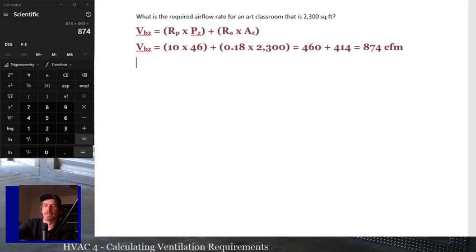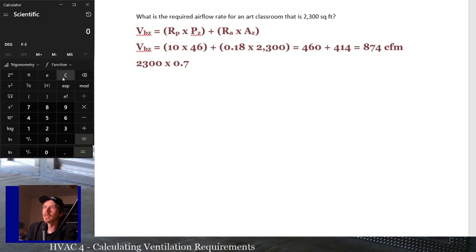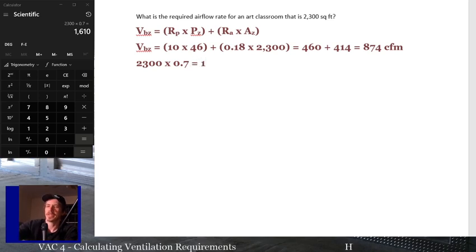And we also had an exhaust requirement, 2,300 square foot times 0.7, right? We had a 0.7 exhaust requirement. So we also need to have an exhaust fan for that art classroom that is capable of providing 2,300 times 0.7, was it 0.7? It was. It's got to be capable of providing 1,610 CFM.